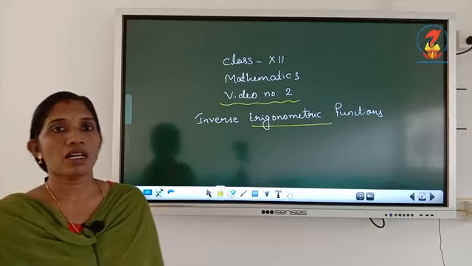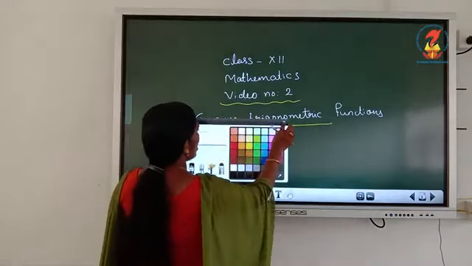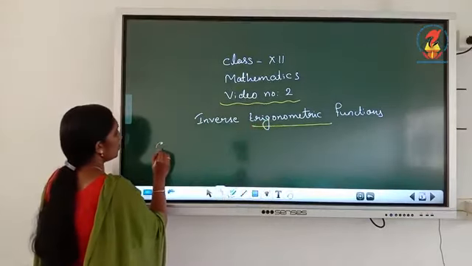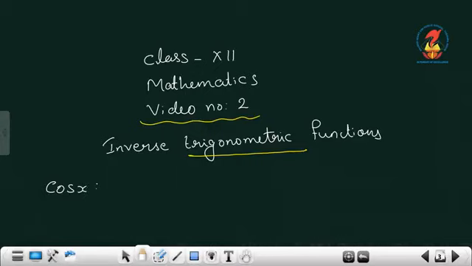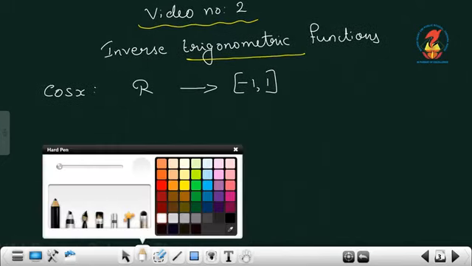Next function is the cos function. So we can check whether cos function is one-one and onto. Cos x. What is the domain of the cos function? It is R and the range is -1 to 1. Again, is this function one-one and onto?